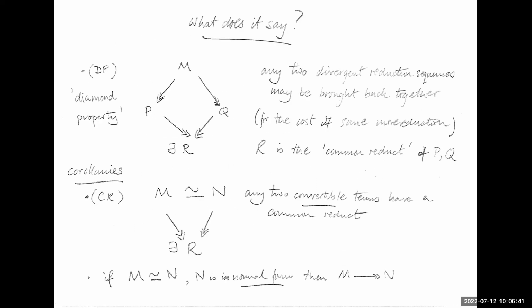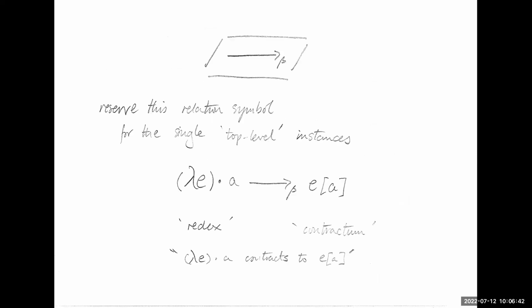dP is the Diamond property. And we're trying to establish it for beta reduction, and indeed for other systems. So the idea is we start with some term M, and consider 2 possible reduction sequences out of it. And the claim is that, in fact, those can eventually be brought back together at a common reduct R. Okay, thanks, Sam.